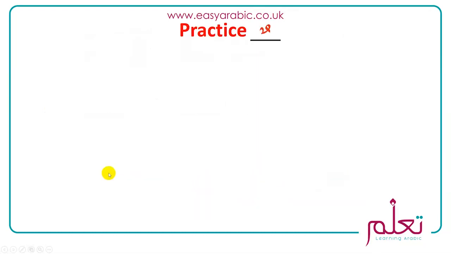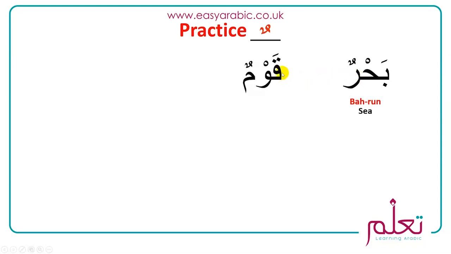Let's do some practice. So the first one is the ba with the fatha and the ha with the sukun is bahrun, which is the sea. Next one is the qaf with the waw, which is the diphthong qaw, qawmun, which is people. Next one is the ain with the waw, which again is aw, awnun, which is help.